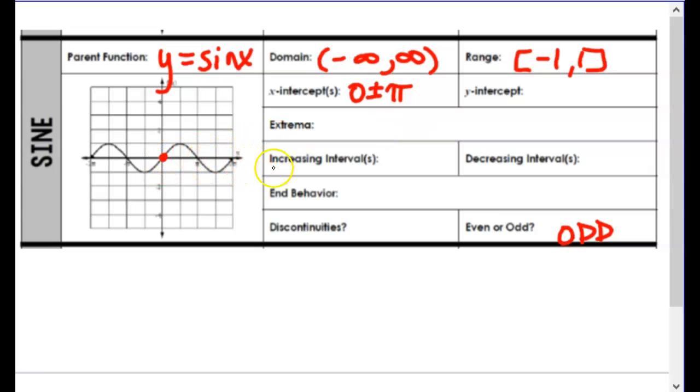So pi, 2 pi, 3 pi, we usually write that as pi n, where n is any integer. You could put in 6 pi's and it would be crossing at an x-intercept. The only y-intercept is at 0, 0. And I'm not going to worry about anything else.